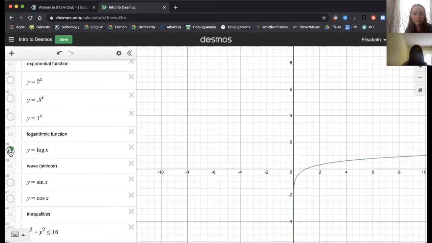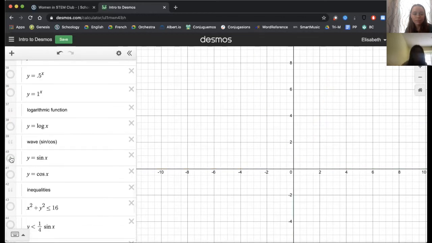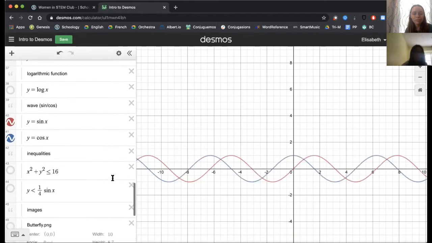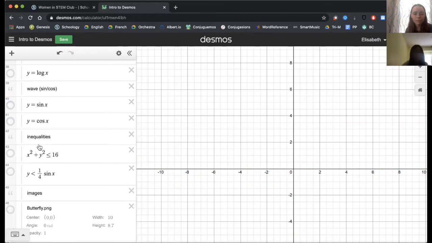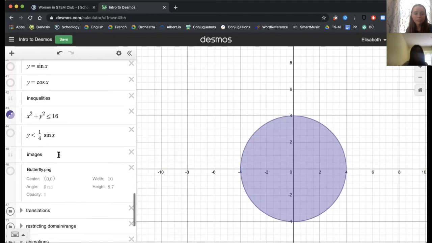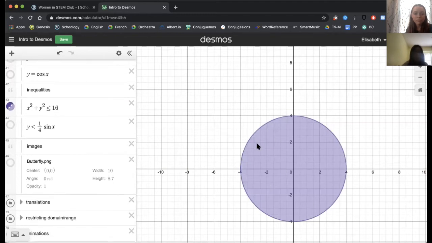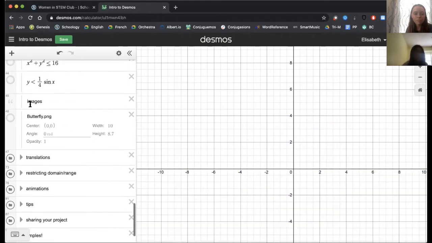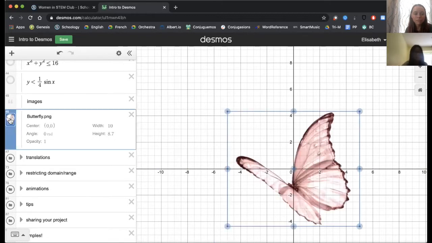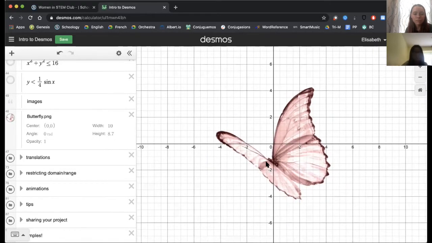You can also have a log function. It looks like this. And then these are two very useful functions, sine and cosine. They do look pretty alike. The only difference is the phase shift, but they are nice for creating waves in your pictures. And inequalities are super useful too if you want to take advantage of colors, as so. And a great thing about DESMOS is you can actually import your own images into here. So as you can see here, I've pulled a nice little butterfly. All you need to do is click this plus button and click image, and you can just upload whatever image you want.